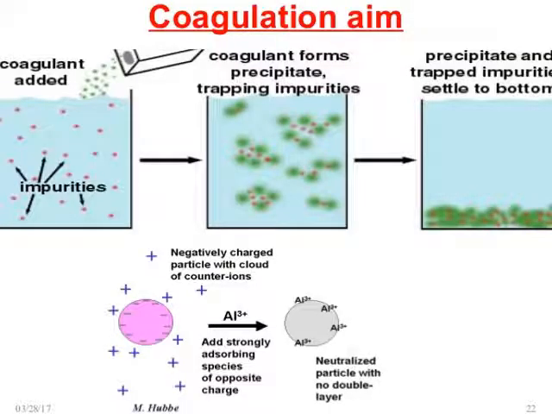Here we will observe how the coagulation process takes place. In the first diagram, you will observe all impurities are scattered everywhere. When we add an external chemical like a coagulant, this coagulant traps the impurities together. They form a big lump, a big mass. As the mass is formed, it is heavier and it settles down at the bottom of the tank.